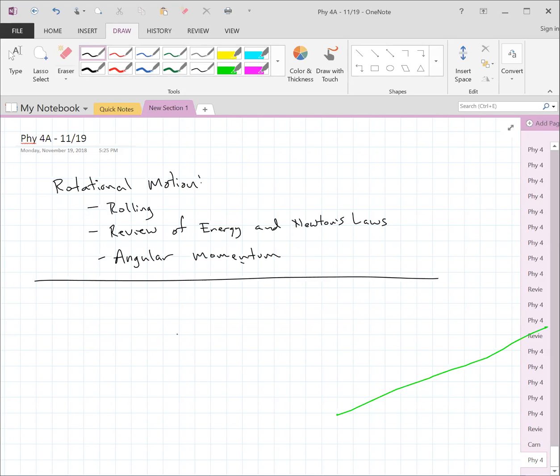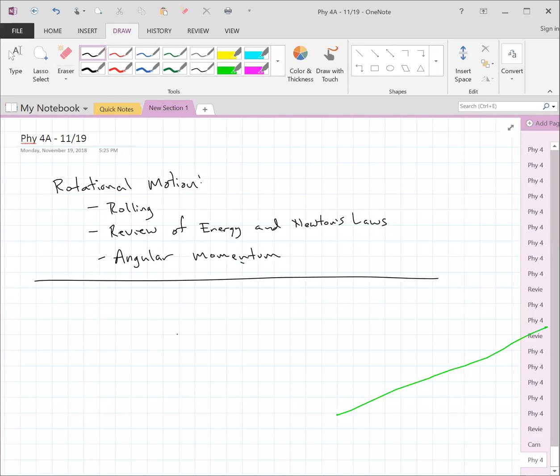All right, so we'll get started. We'll start with a quick review of energy and Newton's laws, and then we'll talk about rolling and how we use energy to solve problems with things that are rolling.